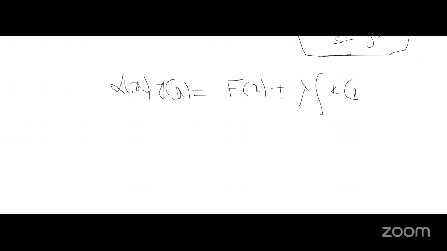The general form of the linear integral equation is: alpha of x into y of x equal to capital F of x plus lambda into the integral of k of x comma t and y of t dt.